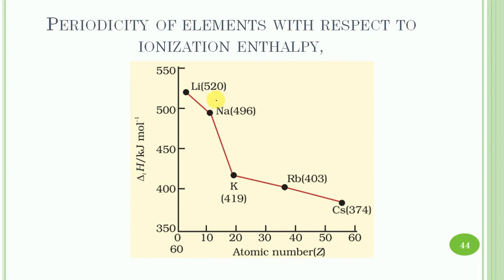So this graph is showing the gradual decrease in ionization enthalpy when we move from lithium to cesium. Lithium will have the maximum ionization energy or ionization enthalpy in the group, while cesium will have the minimum ionization enthalpy in the group.